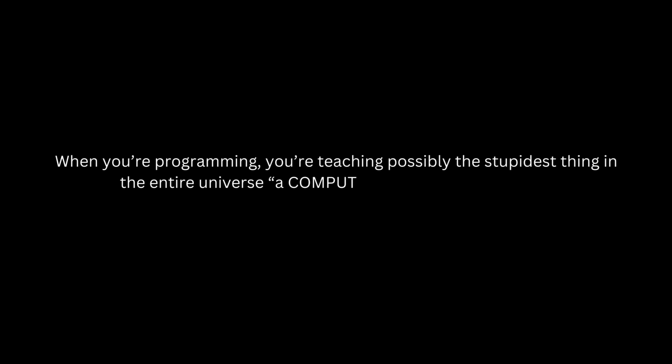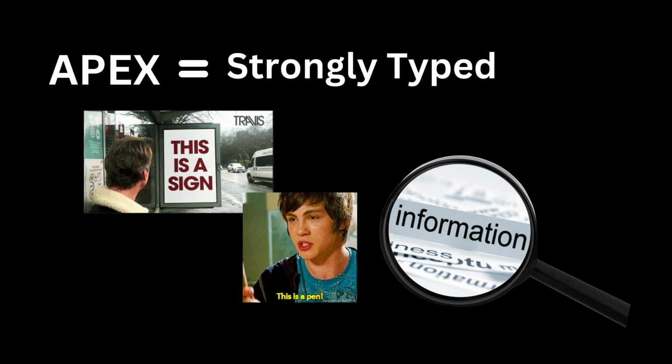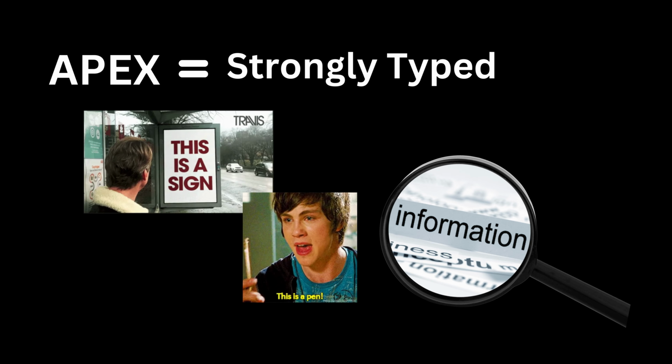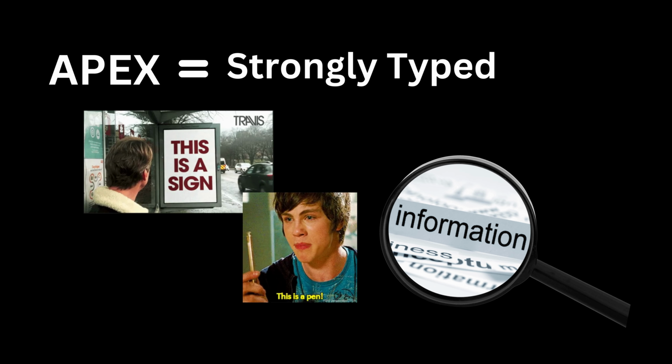Gabe Newell once said, "When you are programming, you are teaching possibly the stupidest thing in the entire universe, a computer, how to do something." Apex is a strongly typed programming language, meaning if we wanted to store some information, we would have to explicitly define what type of information or data it may contain. And Apex, in return, will make sure only that type of information is stored.